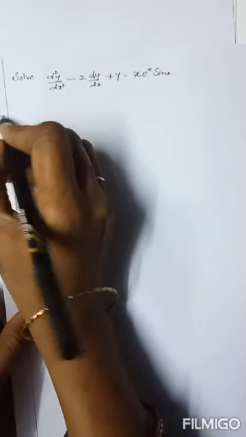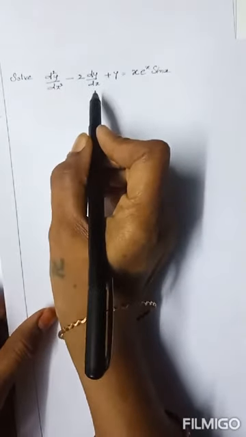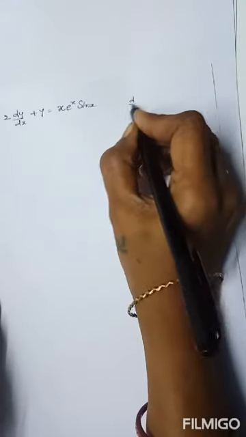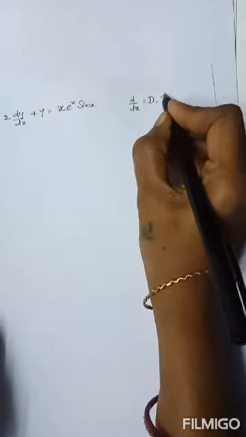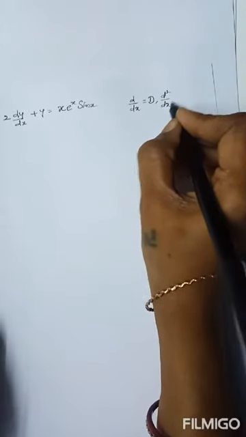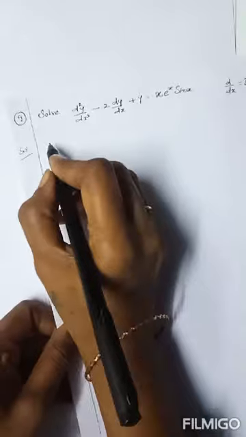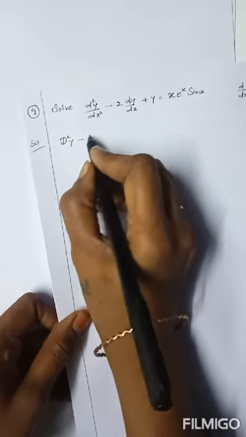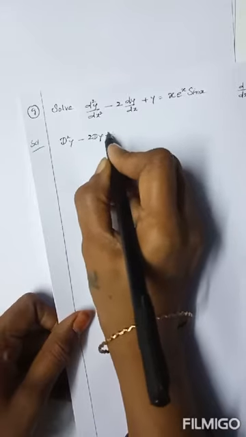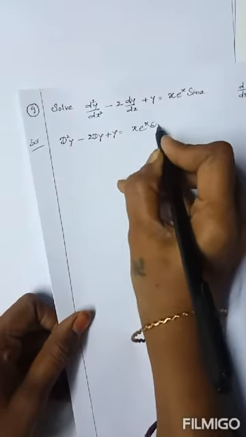First, for the standard form, we have to write derivative symbols. Here there are two derivatives. The first order derivative d by dx is represented by the capital letter D, and d square by dx square is represented by capital letter D square. According to this, the given equation can be written as D square y minus 2D y plus y equals to x e power x sin x.